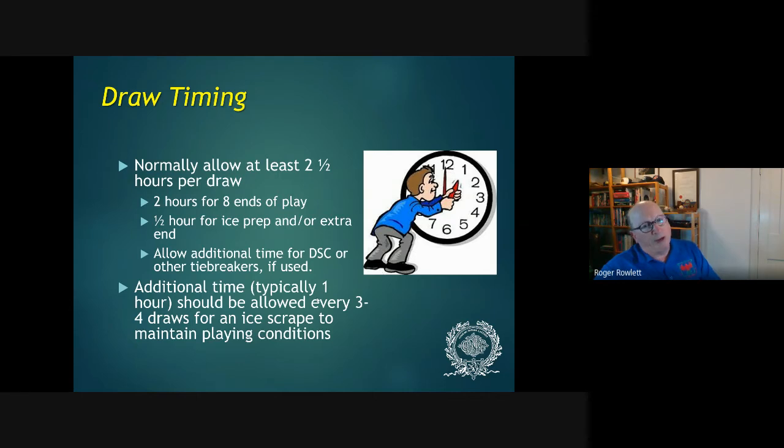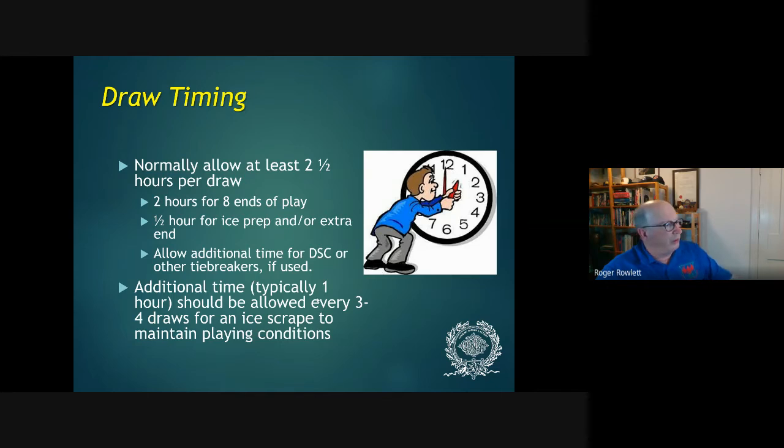If you're going to use tiebreakers, so you're going to do a draw shot challenge or other tiebreakers, which will be required in certain formats, make sure you allow some extra time. 2.5 hours might be okay. It'd be a little bit of a squeeze if you're just running, say, 1 or 2 draw shot challenge shots. If you're going to do something more complicated, then you should probably allow an extra half hour. We'll talk about tiebreakers a little bit later.